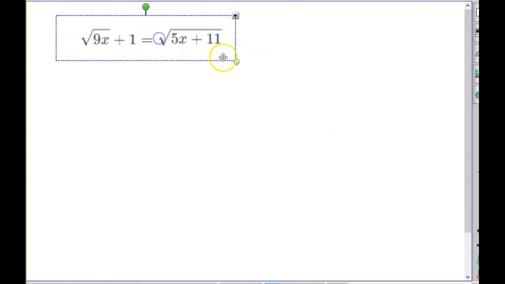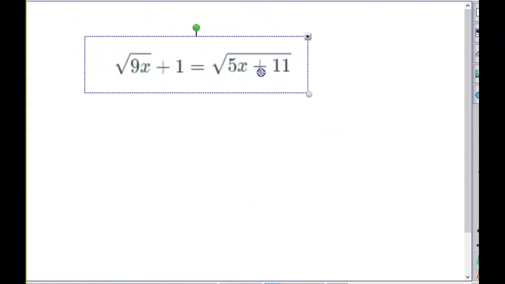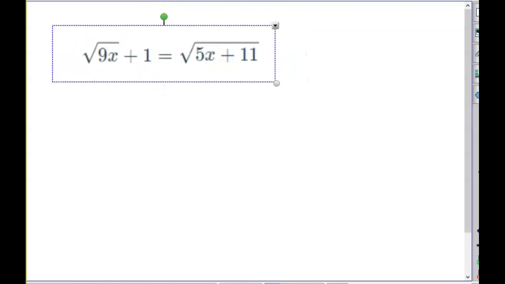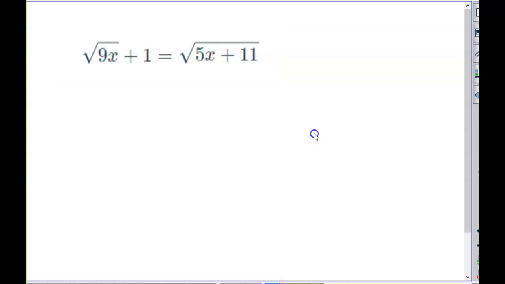There we go. So you don't have to write this. I'm just going to do it as quick as possible, just so you guys can get some feedback really quick on how we would do this. So we run into one problem here when we have multiple radicals.